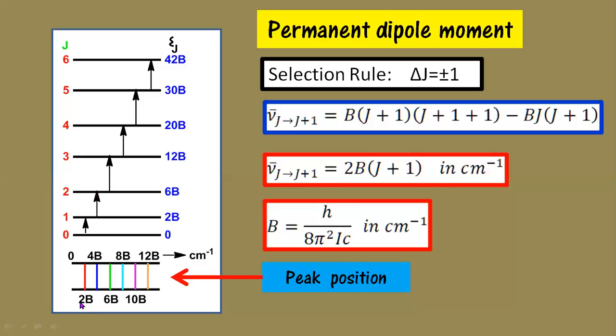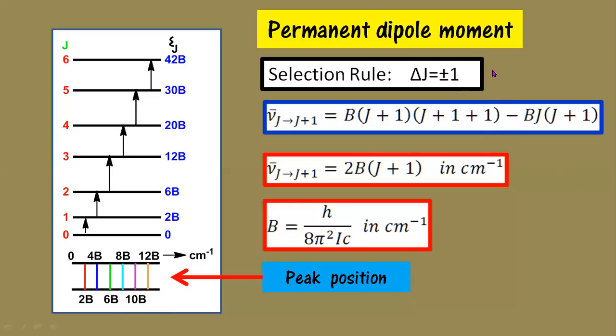So if you see here, these are the peak positions. Initially, you get one at 2B. The second one you can get at 4B. The third one you can get at 6B. The fourth one you will get at 8B. And the fifth one you will get at 10B. This way you can calculate the position of the peaks in a microwave spectra or rotational spectra.